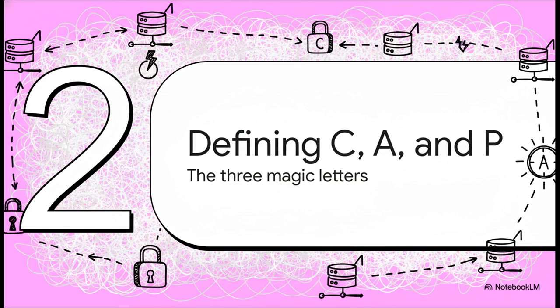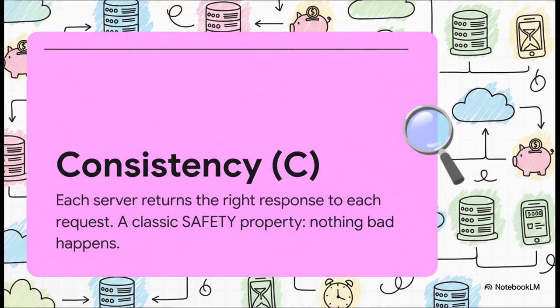So what on earth do these three letters actually mean? Let's break them down, one by one, because really, understanding these is the key to unlocking this whole concept. First up is C for consistency. It just means that everyone sees the exact same data at the exact same time. Think about your bank account. If you deposit money and then immediately check your balance from another device, consistency is what guarantees you'll see that updated amount. The system's job is to make sure nothing bad, like showing you the wrong balance, ever happens.